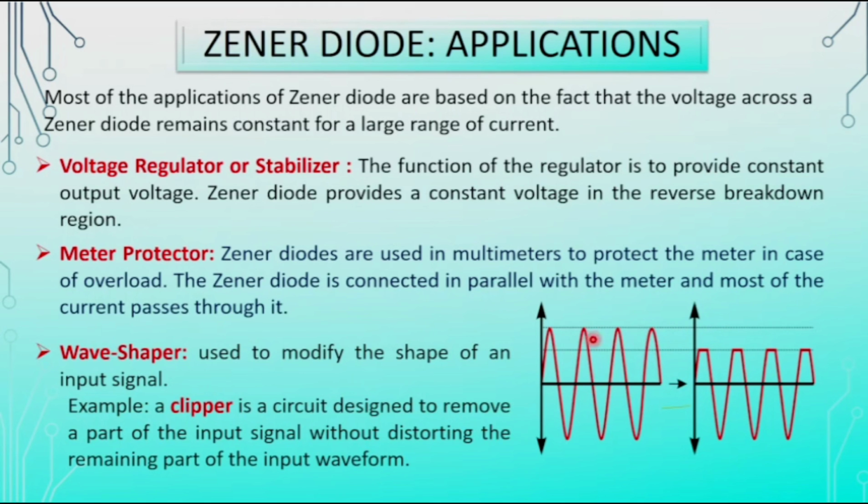Here you can see this portion of the input is being removed, and hence this circuit is known as a clipper circuit. This is the input and this is the output. You can see over here the remaining part remains as it is. There is no change in this part, only this upper portion is removed. Similarly, if you want to remove a few from the lower part also, we can put one more Zener diode over here that will remove the lower portion. So here this is our input and this is our output. In the output, we have removed a part of the input signal.